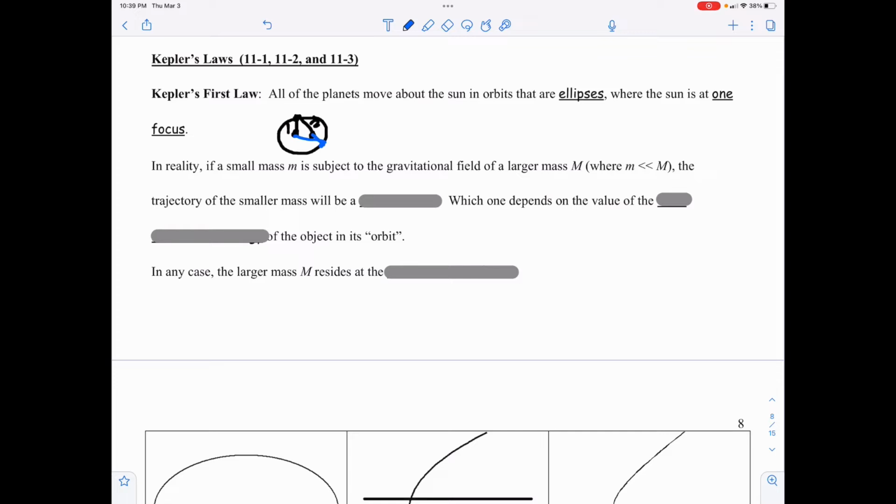Now, the law here is saying that planets orbit the sun where the sun just happens to be at one of those foci. In reality, if a small mass m is subject to a gravitational field of a larger mass M, where M is significantly larger than little m, then the trajectory of the smaller mass will be a conic section. Which one depends on the total mechanical energy of the object in its orbit. In any case, the larger mass resides in the conic section's focus.